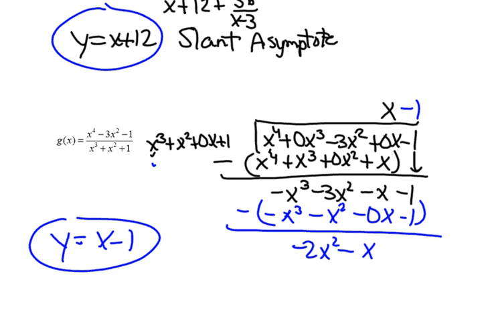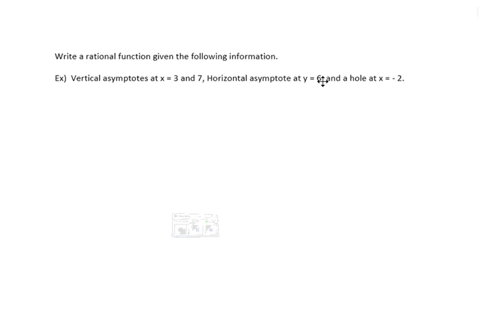So now that we've talked about all of the different types of asymptotes, I'm going to skip to the very last page of this handout, where on the top it should say write a rational function giving the following information. So now I want to be able to write a rational function given all the asymptotes and x-intercepts. The first one should say vertical asymptotes at x equal to 3 and 7, horizontal asymptote at y equal to 6, and a hole at x equal to negative 2.